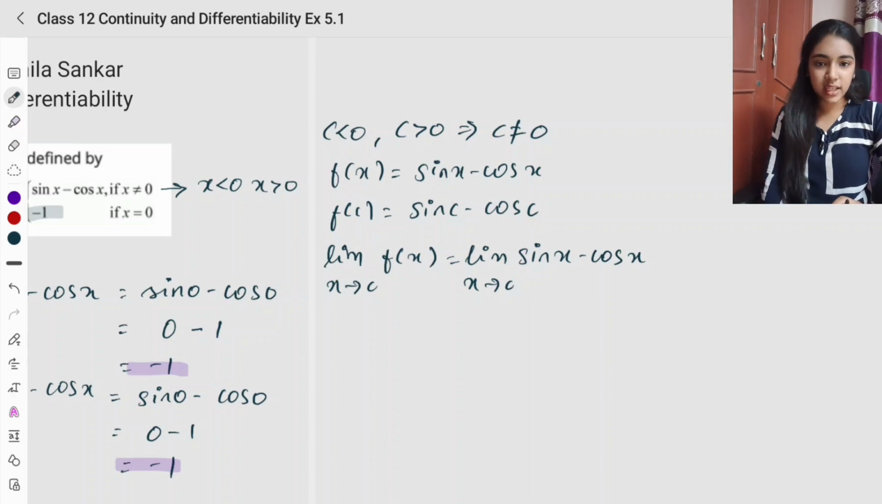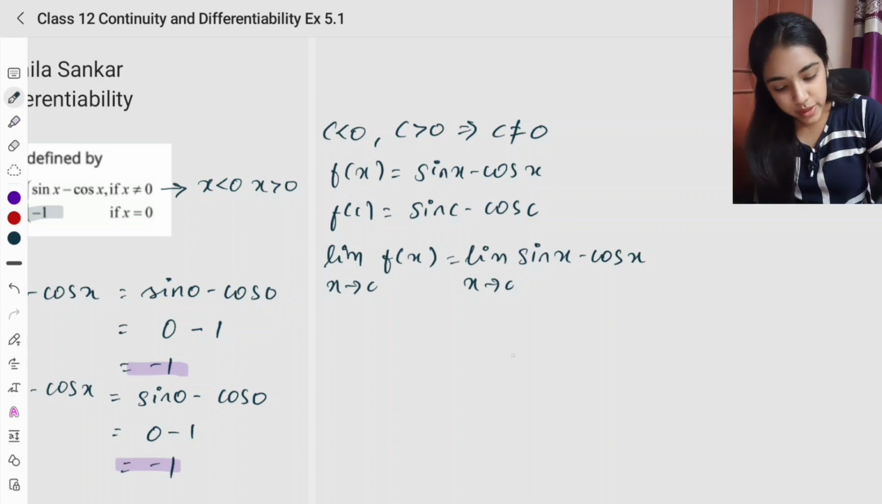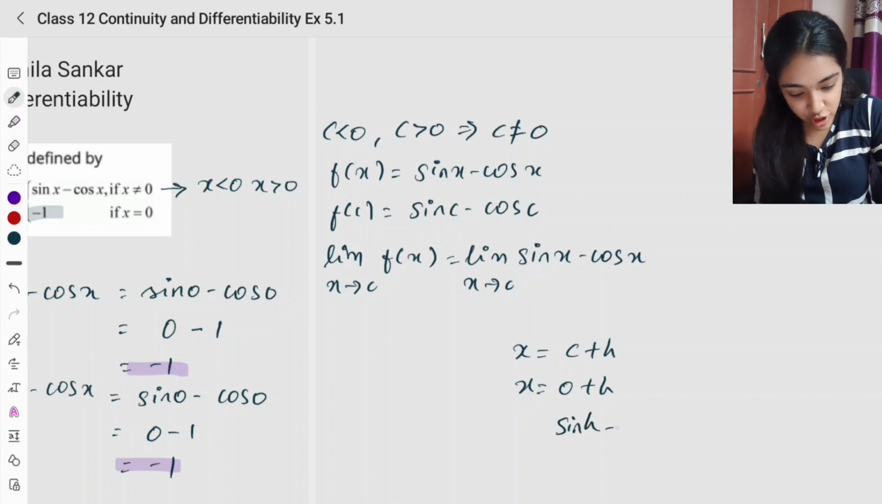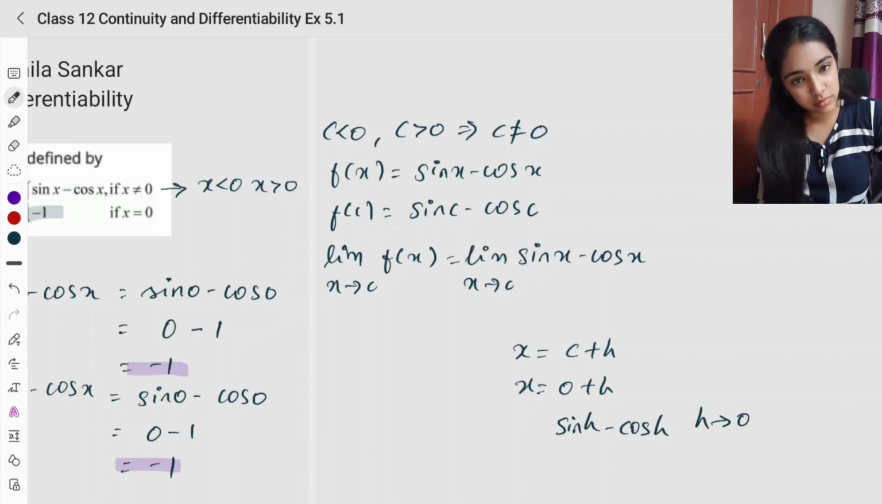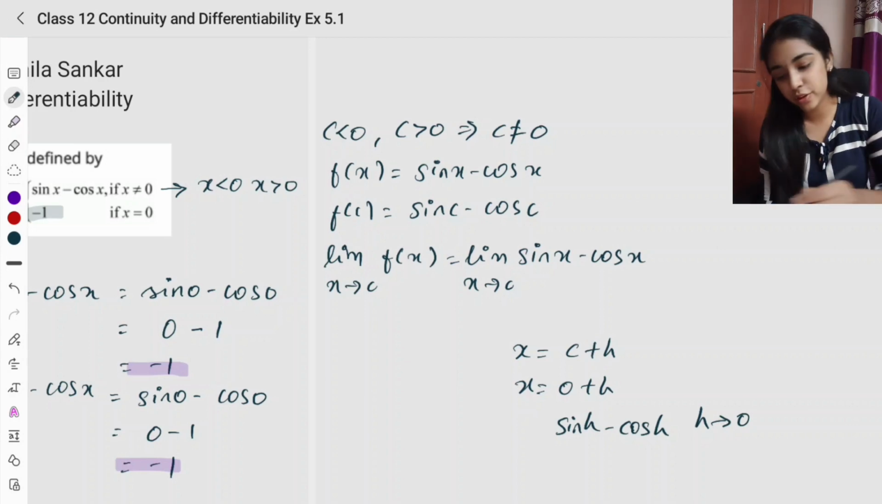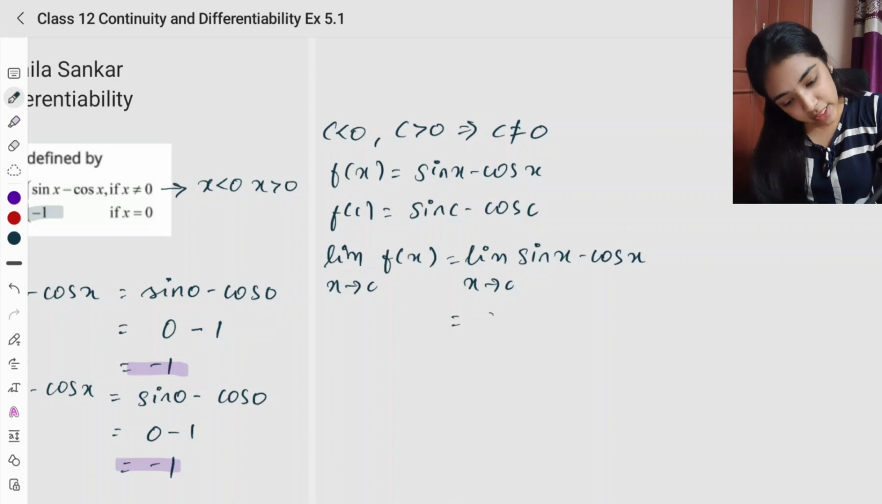So in this case, usually what do we do? We substitute x is equal to c plus h. Again it is going to be x is equal to 0 plus h. So you are going to have sin h minus cos h, where your h is going to tend to 0. Correct? We have done all this in our previous question. So I'm not going to do it again for you. When I substitute the value of the limit, I'm going to have sin c minus cos c.